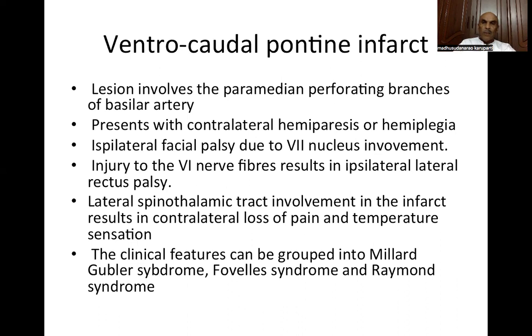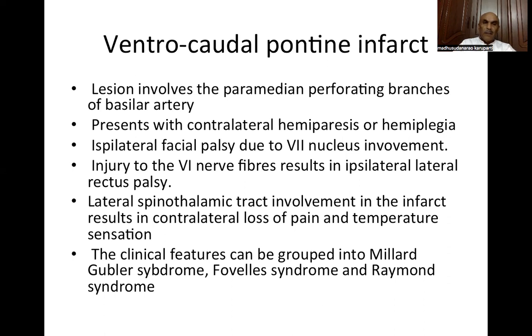Coming to ventrocaudal Pontine infarcts. Here the lesion involves the paramedian perforating branches of the basilar artery. The basilar artery, after being formed by the merging of the two vertebral arteries, runs in the midline of the pons ventrally. It gives away the paramedian and perforating branches to supply the pons.